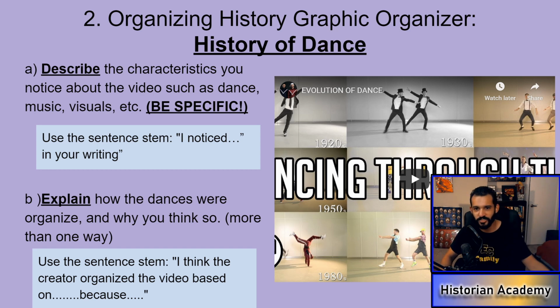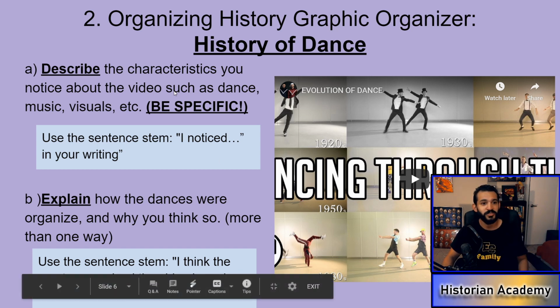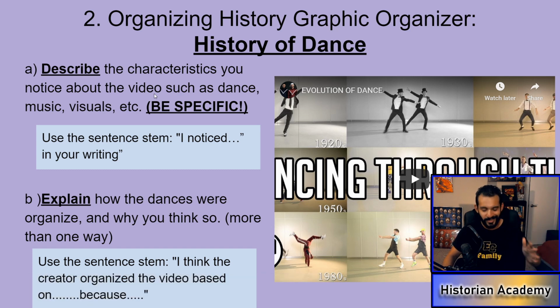As you're watching this, or after you watch this, and maybe you need to watch this twice on your own, go ahead and describe the characteristics you notice about the video, such as dance, music, visuals, etc. Be specific. I need specifics. Be super specific, super detailed. Remember, we need to work on being very detailed in our writing, detailed in our observation. List as much as you can. Use the stems I noticed in your writing: I noticed this, I noticed that. Go as detailed as you can.